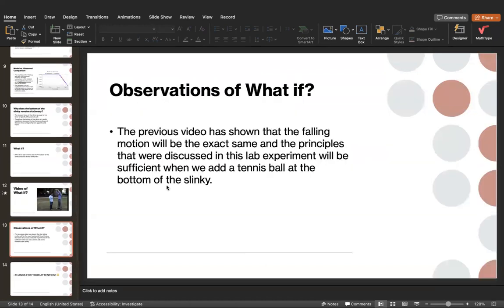Observation of the what if: the previous video has shown that the falling motion will be the exact same, and the principles that we discussed in the slinky experiment will be sufficient when we add the tennis ball at the bottom of the slinky.